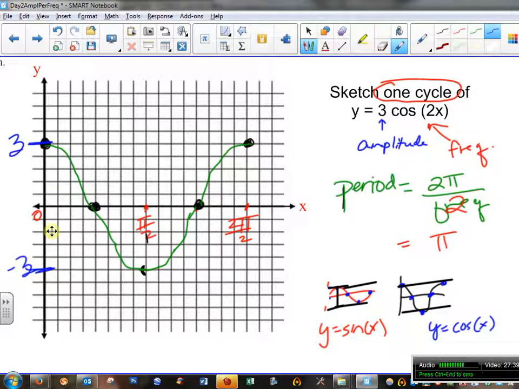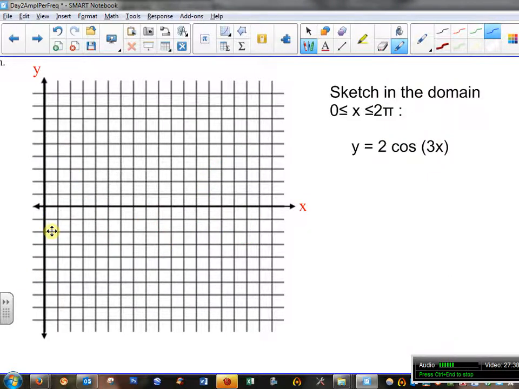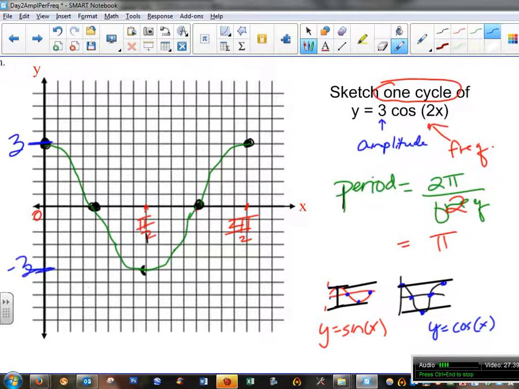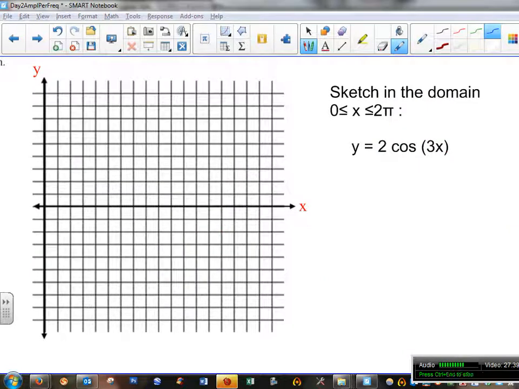Let's take a look at a second trig function. This one we're going to use... That's the same one I just did. I'm going to switch it up a little bit. I think instead for this one, instead of graphing the cosine, we'll graph the sine of 3x. Okay, so let's begin by considering the instructions. Well, this doesn't say sketch one cycle. It says sketch in a domain 0 to 2 pi.